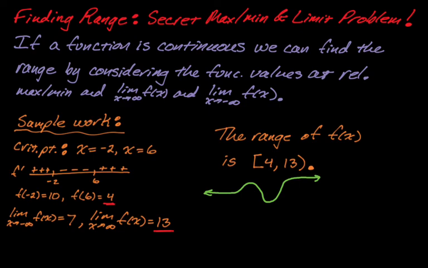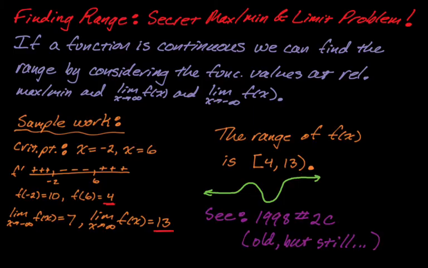So that's a secret maximum problem, I think. And for example, this is a super old problem, but there's no reason they couldn't ask about this again. 1998 2C is the classic example that I think of when I think of it. There are a lot of older problems than that. There aren't really any newer problems, but again, everything old is new again, so you never know.